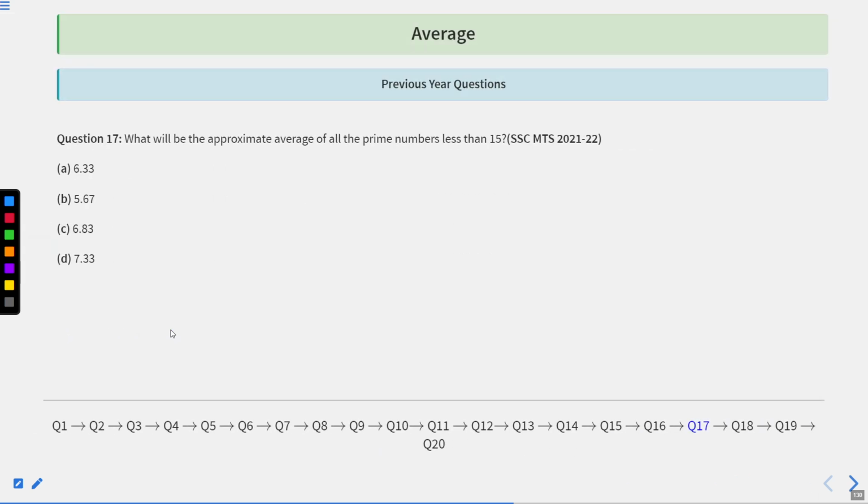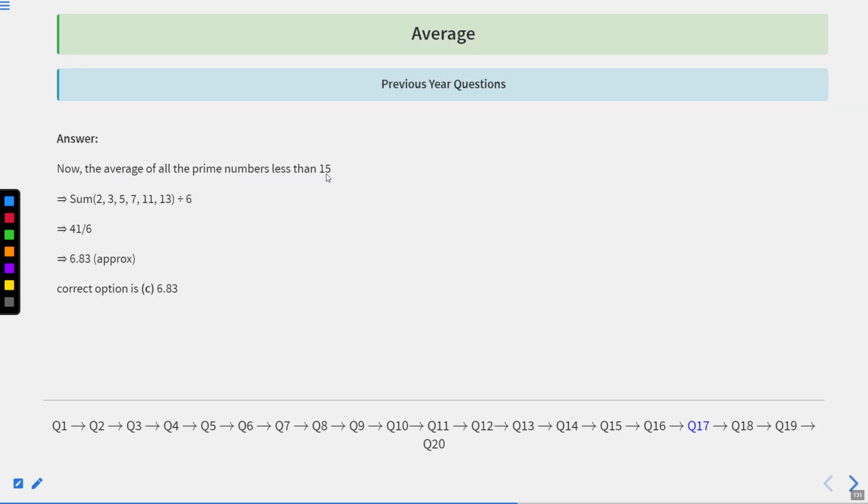What will be the approximate average of all the prime numbers less than 15? Now, the average of all the prime numbers less than 15 is equal to the sum of 2, 3, 5, 7, 11, 13 divided by 6. I will have 6.83. So the correct option here is 6.83.